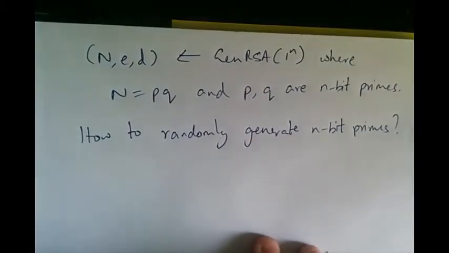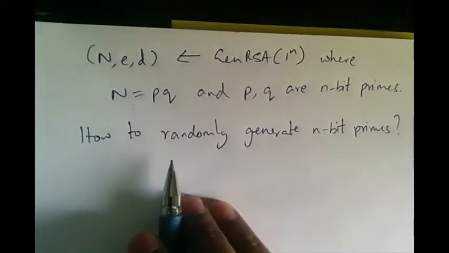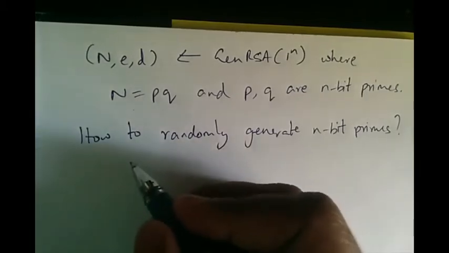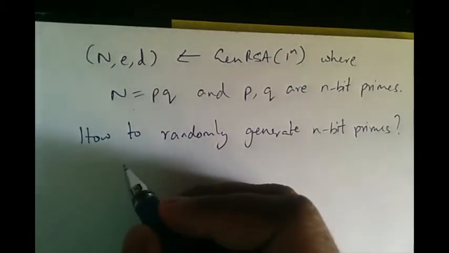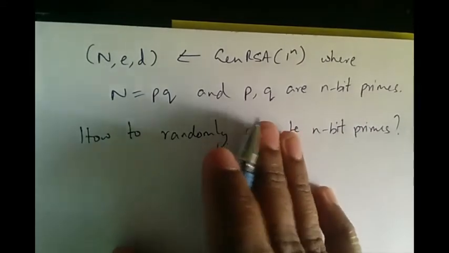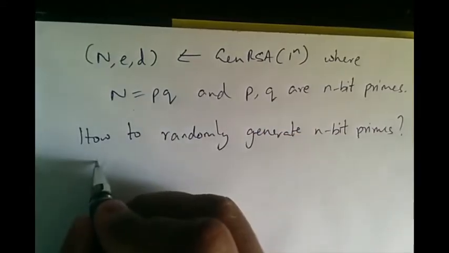Because we want the procedure to be unpredictable. Because if I know somebody's prime generation algorithm, then I'll know what primes they have, even if they don't tell me what they are and reveal only the modulus n. So somehow there should be some randomness involved. The way to do it is to generate a random n-bit odd integer and check whether it is prime.